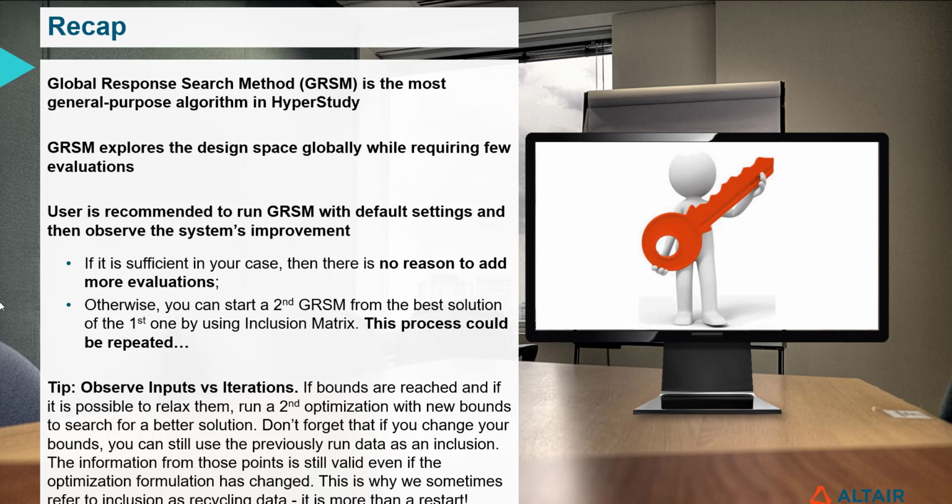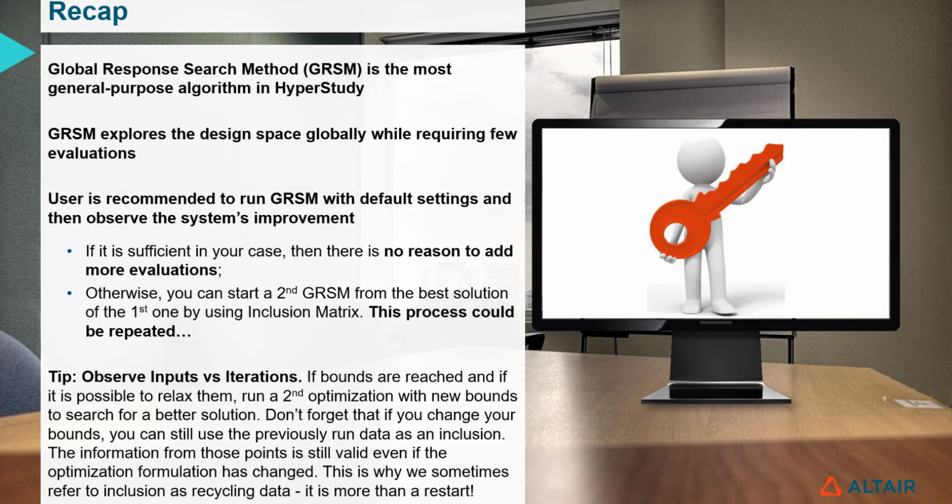Finally, a tip here is to observe inputs versus iterations. If bounds are reached and if it is possible to relax them, you can run a second optimization with new bounds to search for a better solution, which is what we did here. Don't forget that if you change your bounds, you can still use the previously run data as an inclusion. The information from those points is still valid even if the optimization formulation has changed. This is why we sometimes refer to inclusion as recycling data. It is more than a restart.